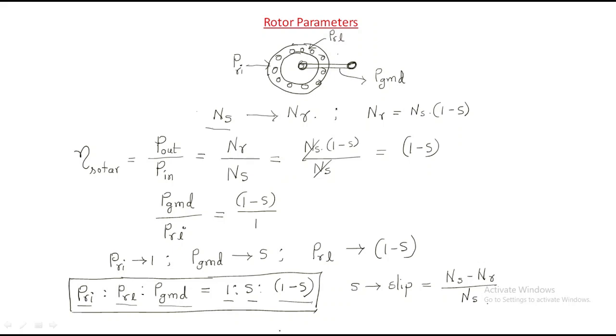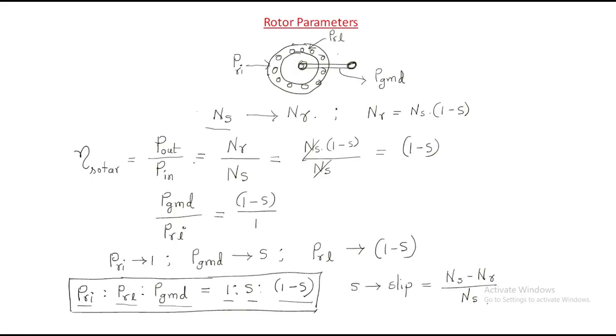Now we will make some points regarding this. The first point: rotor efficiency depends on rotor speed. Looking at the relation, rotor efficiency and rotor speed are proportional.